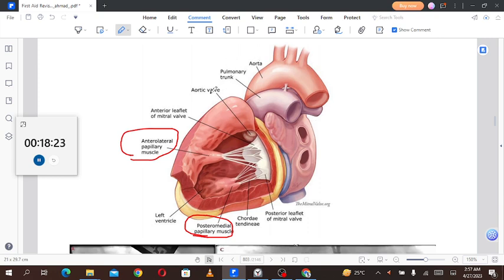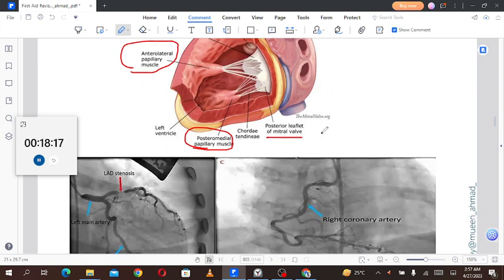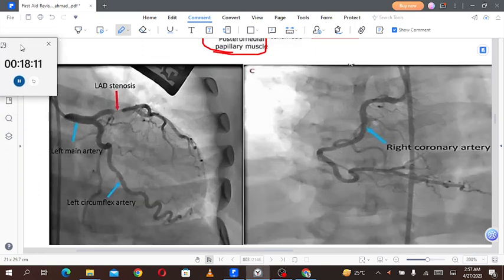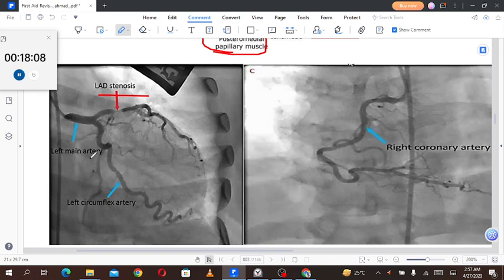Okay, so this is the aorta, pulmonary trunk, aortic valve, anterior leaflet of the mitral valve, left ventricle, and then we have the chordae tendineae and the posterior leaflet of the mitral valve. This is LAD stenosis, as you can see. On the anterior surface, if there is stenosis, that is LAD stenosis. The left main artery gives rise to the left anterior descending artery, and now that is stenosed, so that is the LAD stenosis. This is an angiogram.